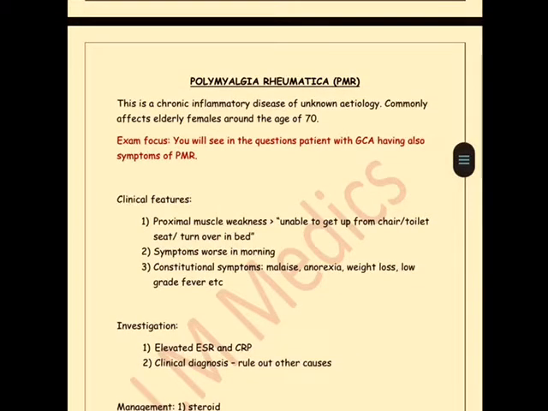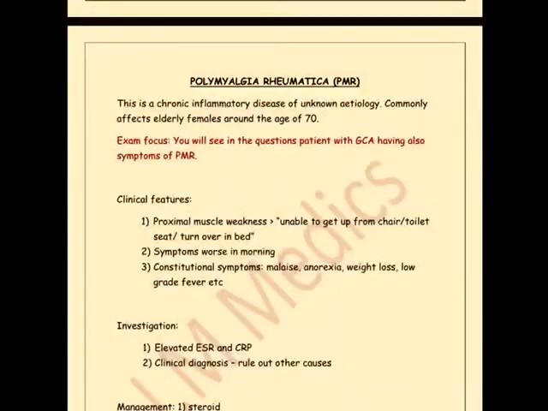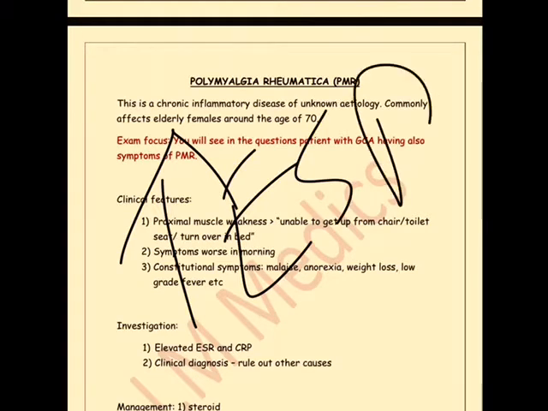Polymyalgia rheumatica, super duper important. 25% of patients with GCA have polymyalgia rheumatica. What is this? This is a chronic inflammatory condition. In this condition, this patient will have high ESR. So what is this condition? So it is linked with GCA. Patients with GCA have this.